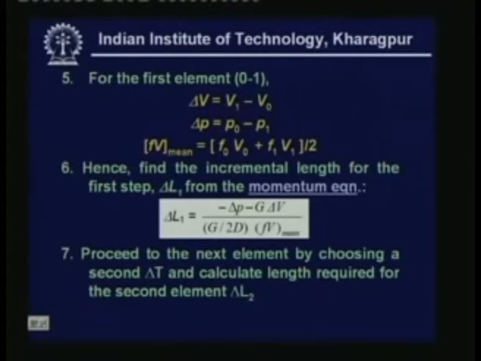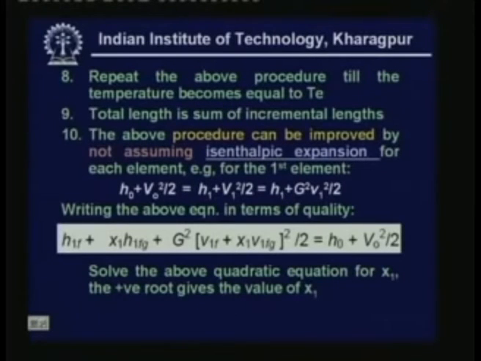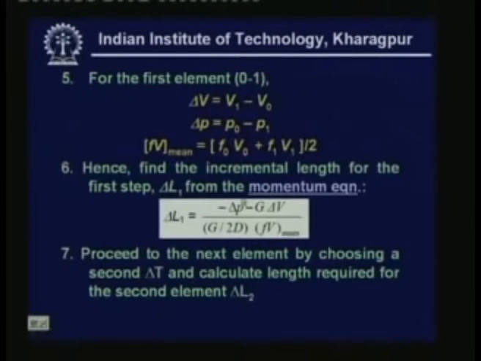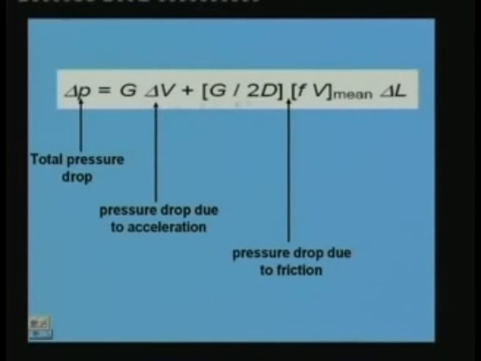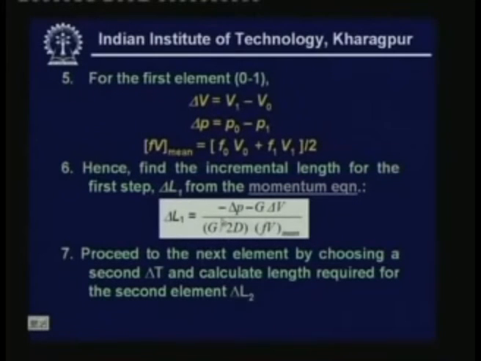Okay. Hence we can find out the incremental length for the first step delta L1 from the momentum equation. The momentum equation is rewritten in this fashion. So if we rewrite the momentum equation, this is the momentum equation. Okay. So you take this term to this side and write everything in terms of delta L. Okay, so take this term also onto this side. Then you get this expression. So we know the length of the first element.